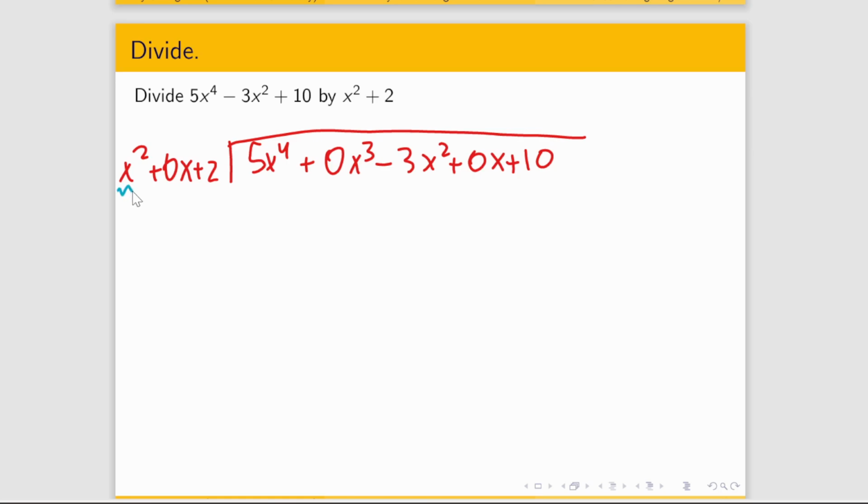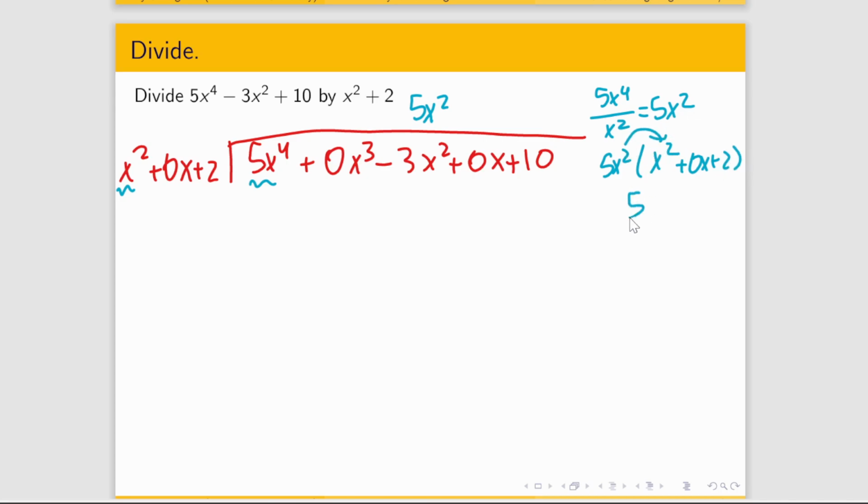I still want to figure out x squared times what gives me 5x to the fourth. So to the side I can do 5x to the fourth divided by x squared. That gets me 5x squared. And that's exactly what I'm going to line up above the x squared term. Then I want to distribute 5x squared times x squared plus no x's plus 2.